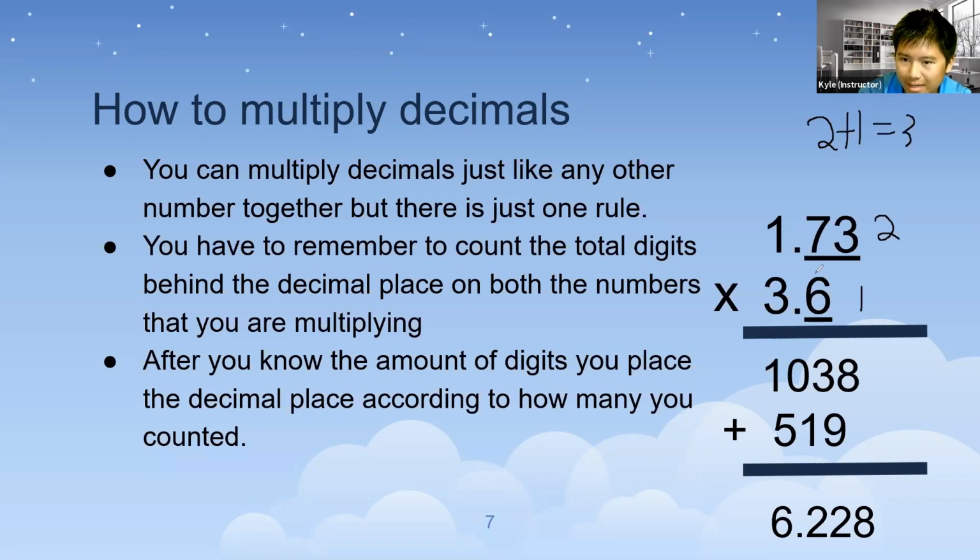Once I finish multiplying the 36 with the 173 and adding them together, I get basically 6,228. But then I put the decimal point: 1, 2, 3. Three spaces, because I counted that there are 3 digits behind the decimal point, and now there should be 3 digits in the answer as well. And that's how you multiply decimals. It's very simple. Cool.